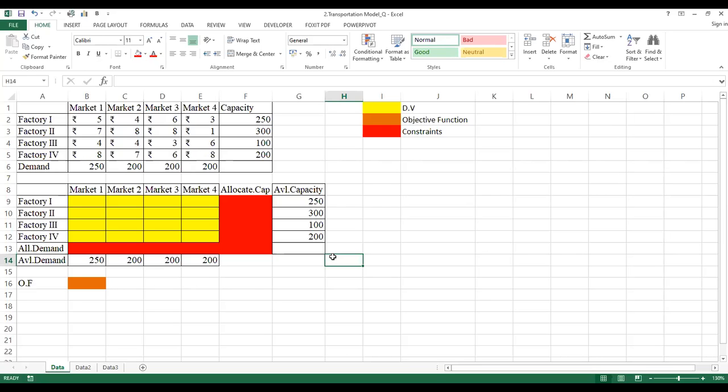Okay, now, so decision variable. Normally we'll put empty cell, right? Decision variable, nothing is there.